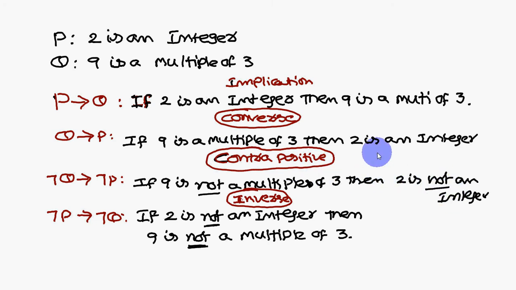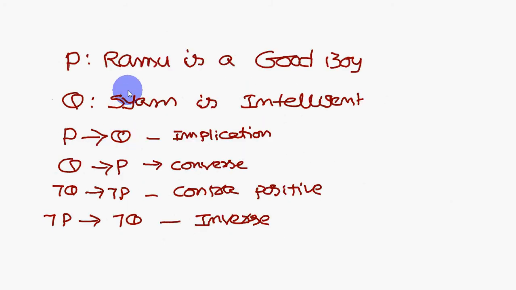So how to remember? Implication means P implication Q. Inverse, not P implication not Q. Converse means Q implication P. Contrapositive means not Q implication not P. So next you remember this one: P conditional Q. Inverse means not P conditional not Q. Converse means Q conditional P. Contrapositive means not Q conditional not P.